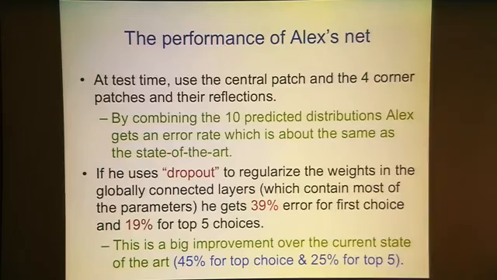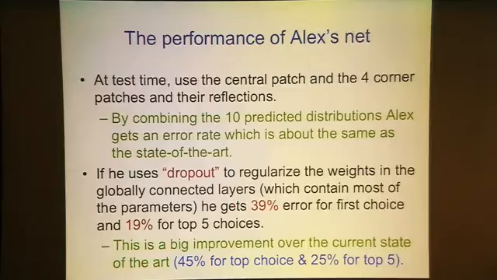And we use our magic new regularizer, which I'll explain in the next lecture. And that takes a net that's getting mid-40s error and gets it down to 39% error. And 19% instead of 25% for the top 5 choices. So this is significantly better than the previous state of the art.